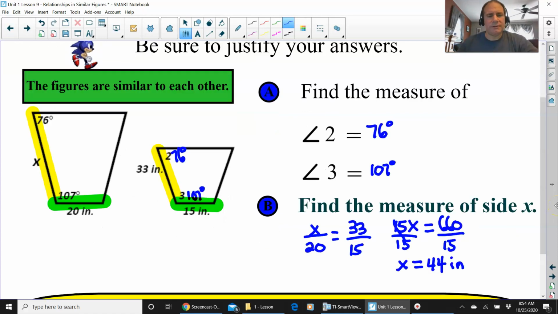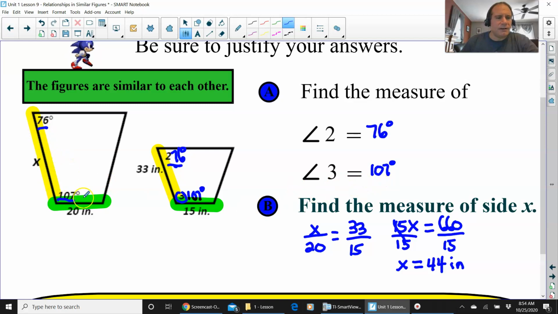Okay, so hopefully you did get this. This is pretty easy. 76 right here, corresponding angle in the smaller figure is 76 degrees. They are equal, so measure of angle 2 is 76. Here's the measure of 107 degrees in the larger figure. In the smaller figure, that matches up. The corresponding angle is the same. It's equal, so measure of angle 3 is 107 degrees.